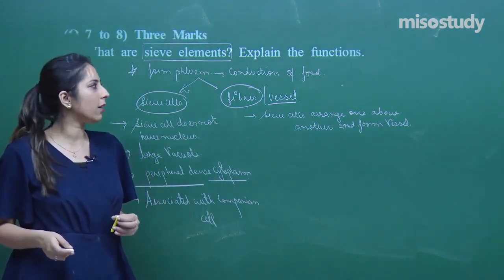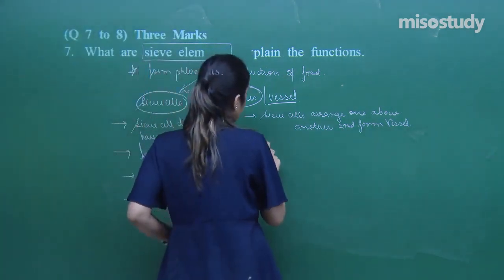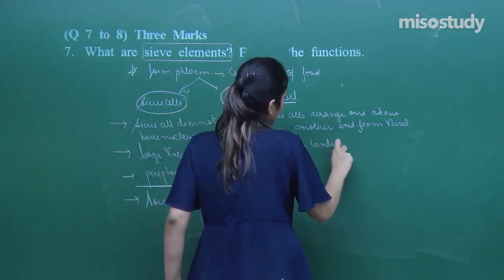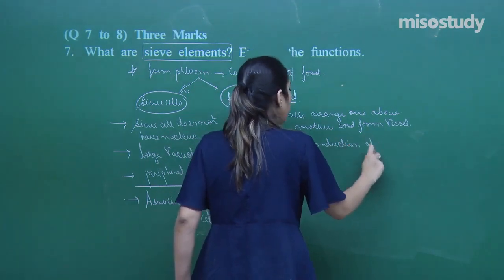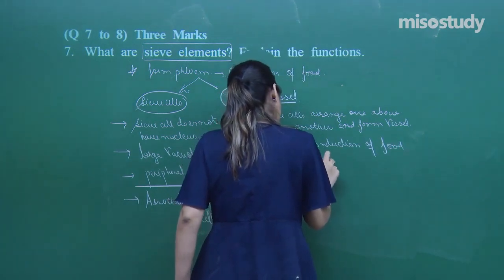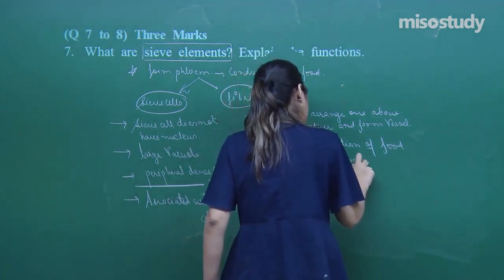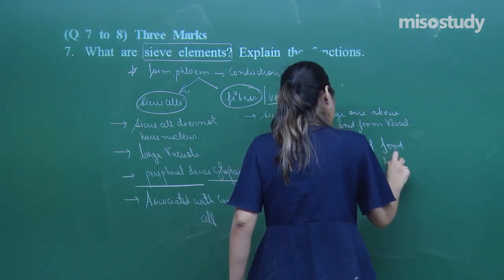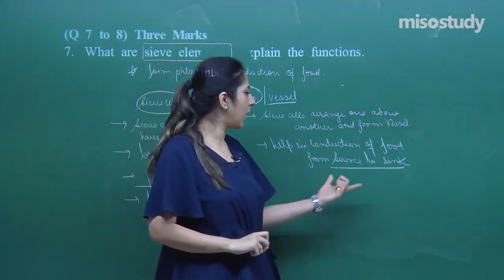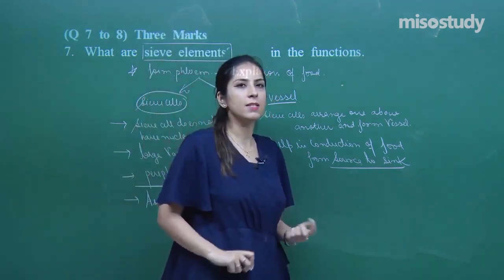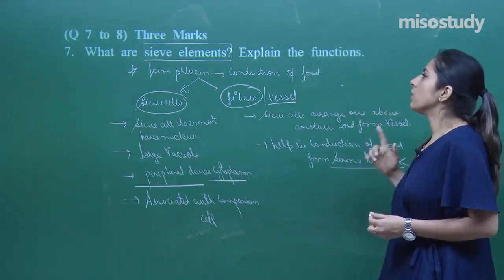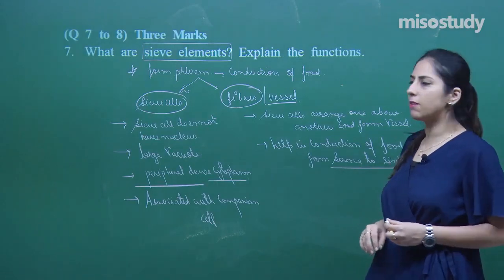Here the conduction of food occurs from two regions, that help in conduction of food from source to sink. What is a source? Food is prepared in the green part of a plant, that is in a leaf. Whereas a sink is that region where food is utilized, right, where the respiration is happening. So in this you have to explain about the sieve cells and the sieve vessels.